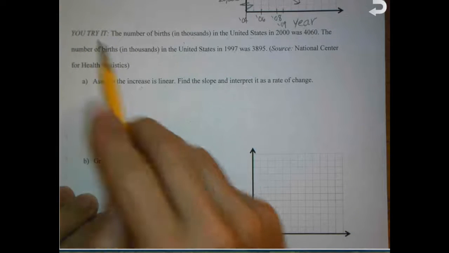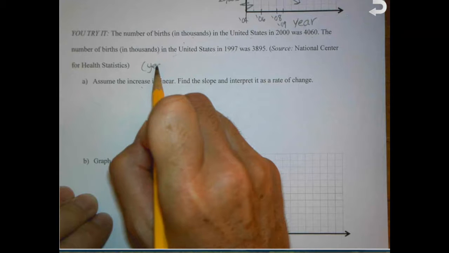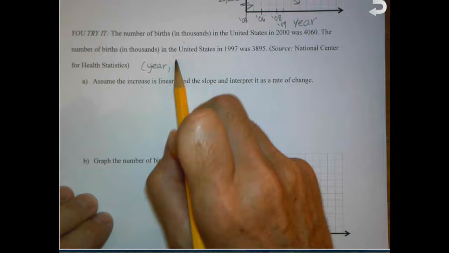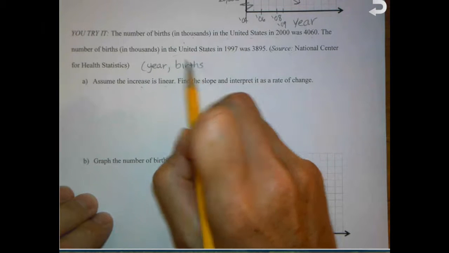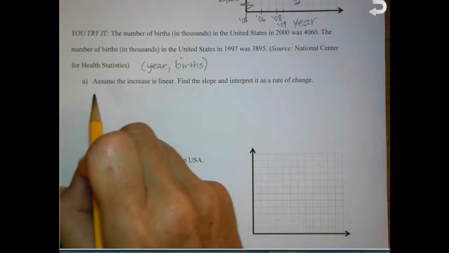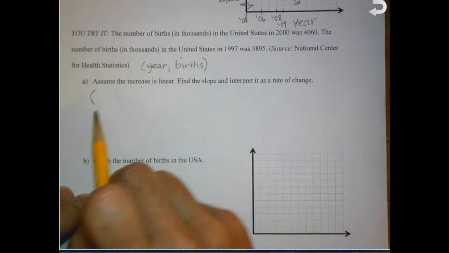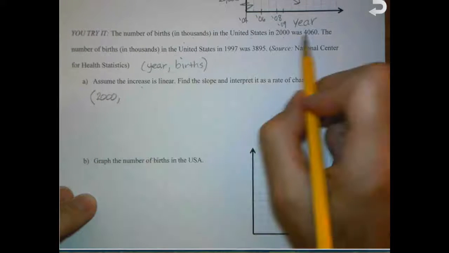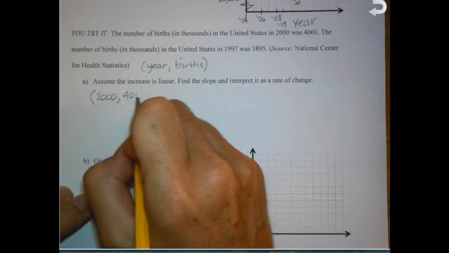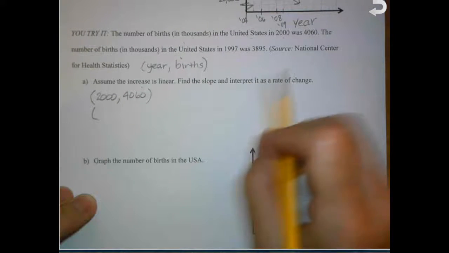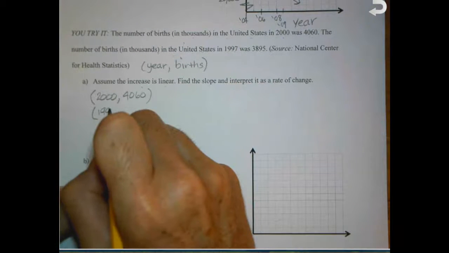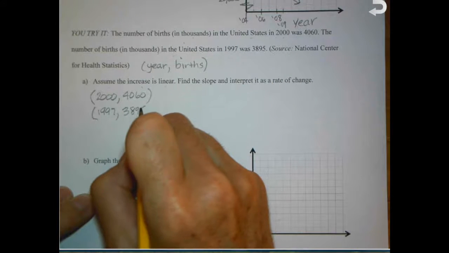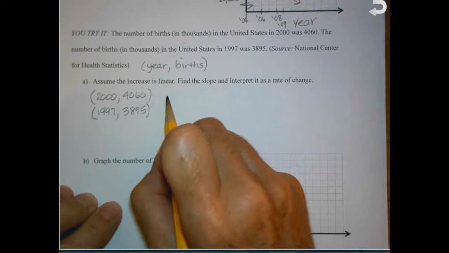So again, we'd like to think year first, because we want to say per year at the end, and then births in that order. So we have two ordered pairs. One of them is in the year 2000 and 4,060 births, and the other is in the year 1997 and 3,895 births. And then we can find our M.